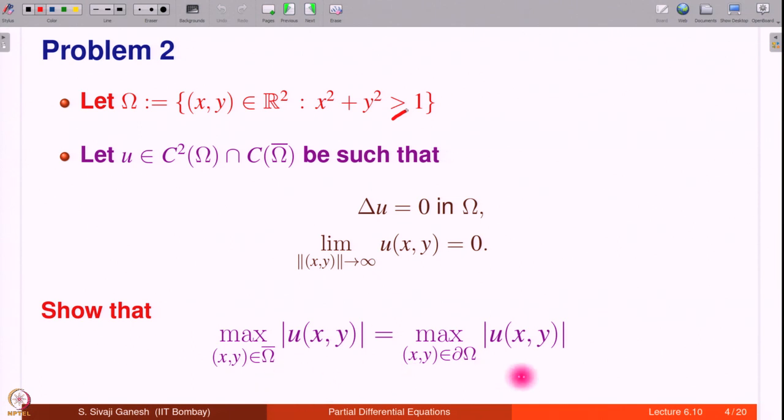The requirement here suggests application of the maximum principle, namely the weak maximum principle. But we do not have that on unbounded domains, and our omega is an unbounded domain. Let us see how to cleverly apply the weak maximum principle and then show what is required in this problem.